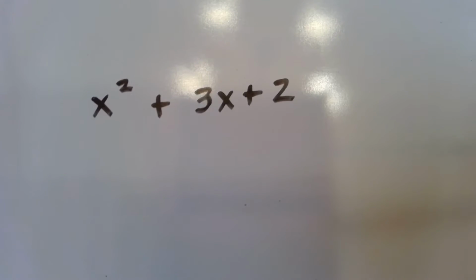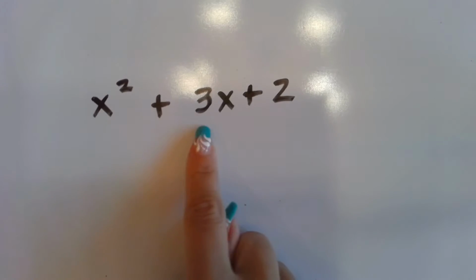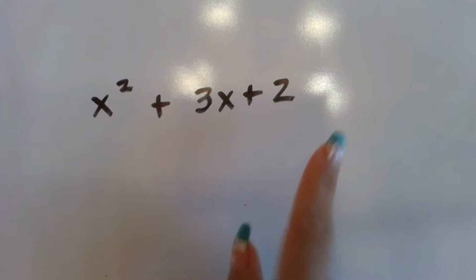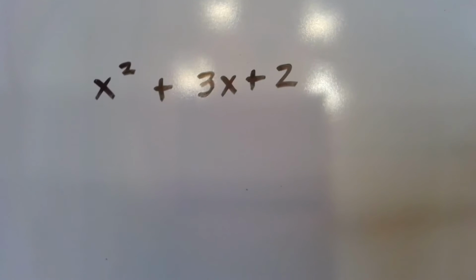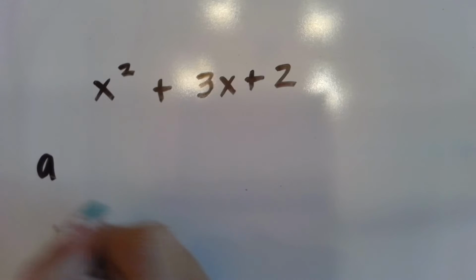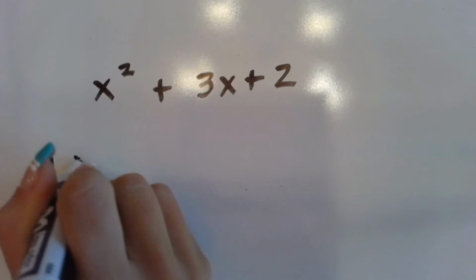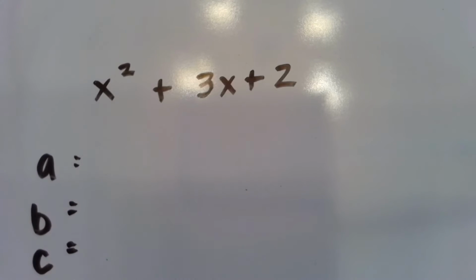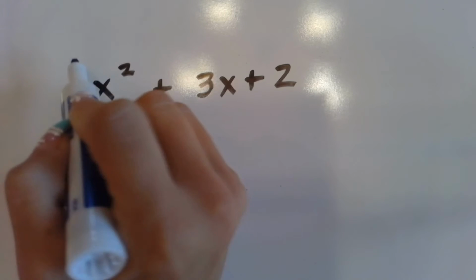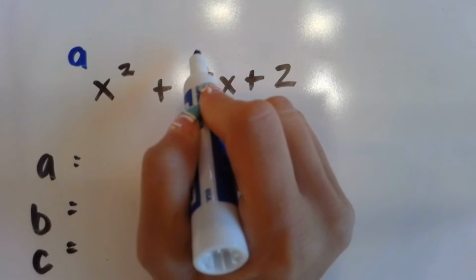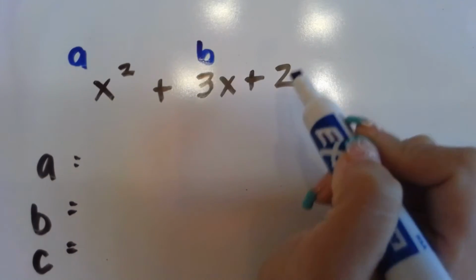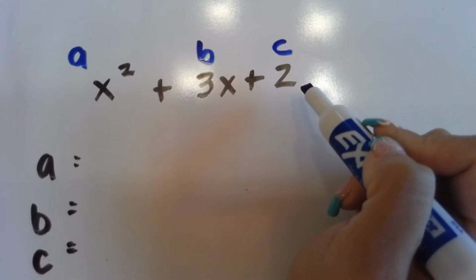So I have this trinomial, x squared plus 3x plus 2. All right, so we're going to do this in a couple of steps. The first thing I'm always going to do is label what my A, B, and C is. Okay, so let's determine what our A, B, and C are. So we know our A is going to be here, our B is going to be here, and our C is going to be here.